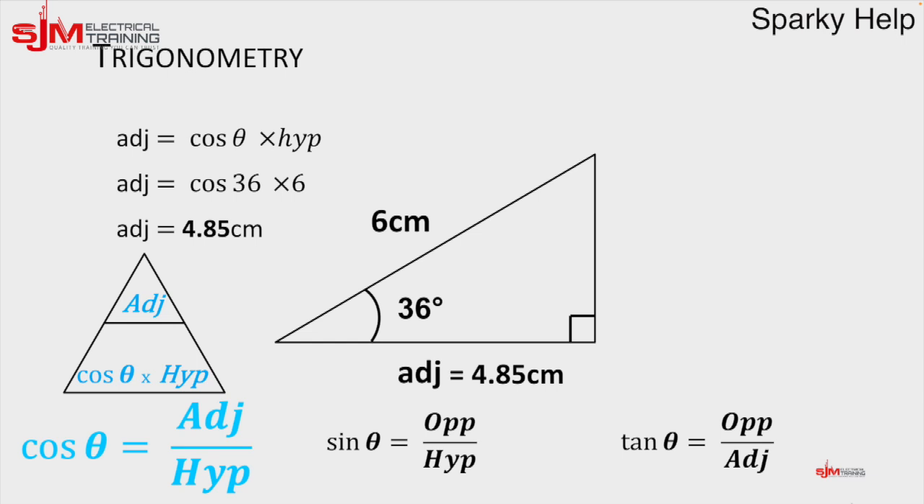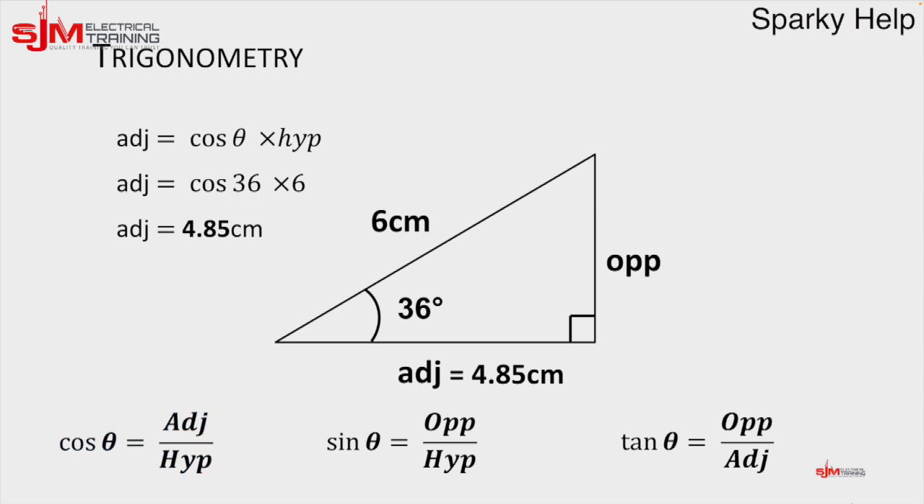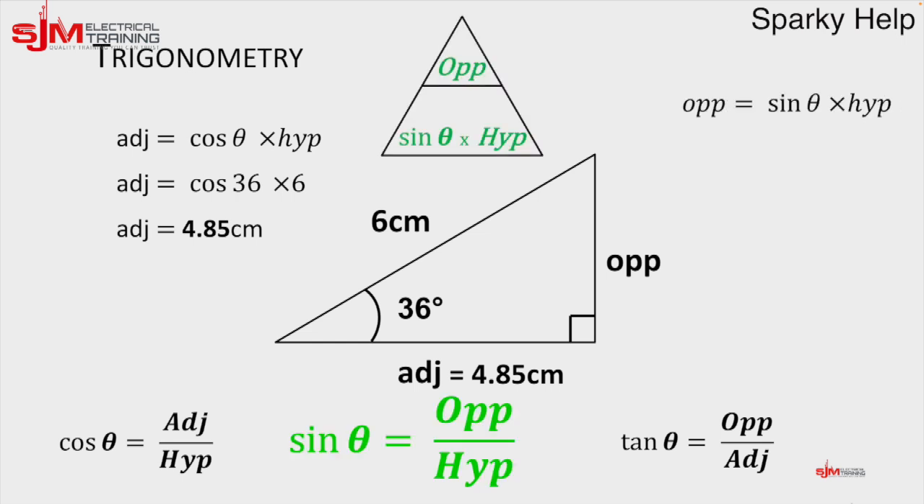That leaves one side to go: find the opposite of this angle. Which one can we use this time? Well, we'll go with sine, which is opposite over hypotenuse. So we want to find the opposite, so it becomes hypotenuse times sine. And the sine of 36 multiplied by 6 equals 3.53 centimetres. Now you can use any formula providing you know at least two of them in. I just happened to pick the first two. Putting that in then gives us 3.53 centimetres.